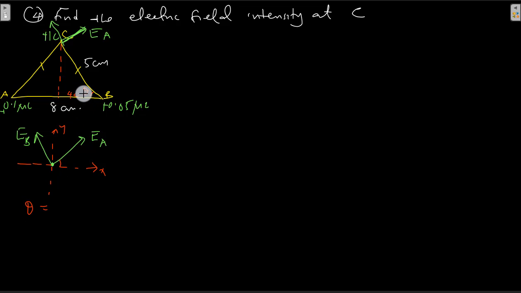So let's calculate what that angle theta is. Theta from this diagram is going to be cos arc of 4/5, which is 36.9 degrees. So we have 36.9 degrees here, 36.9 degrees here. That's going to be very helpful.